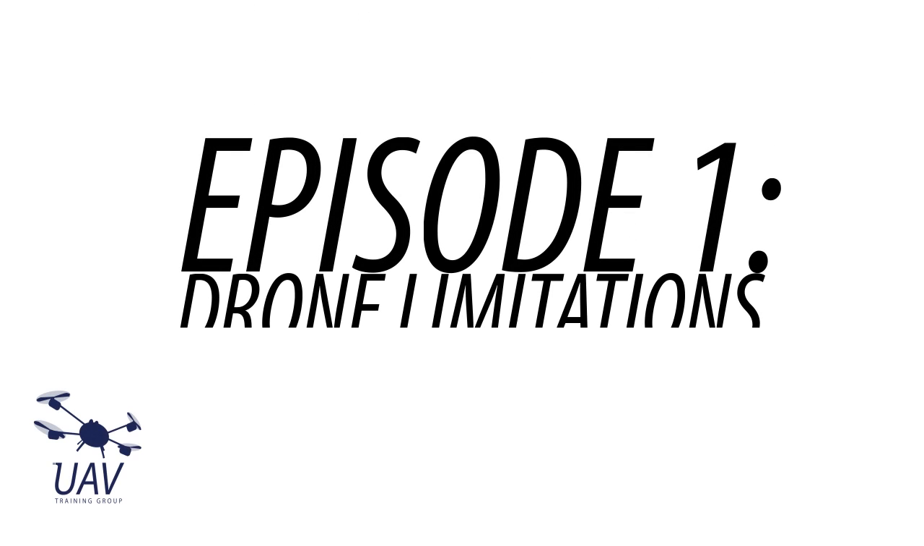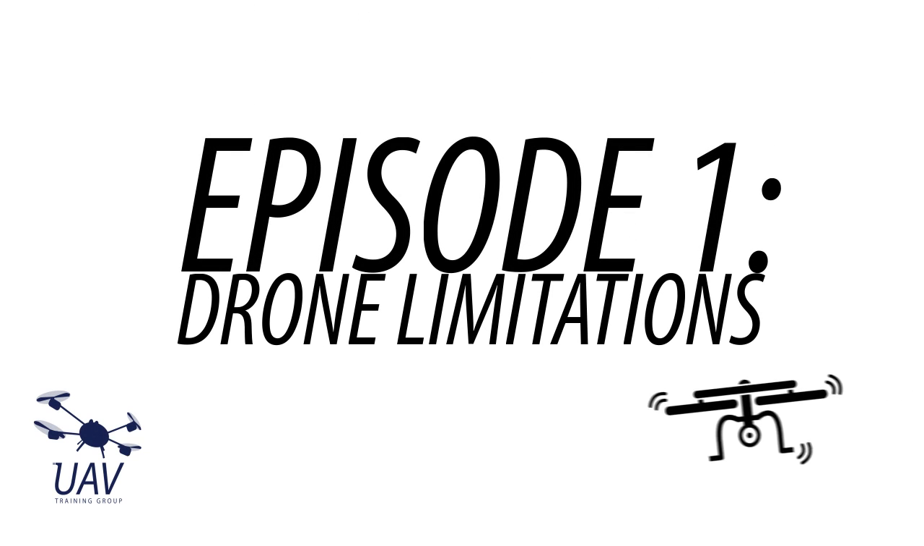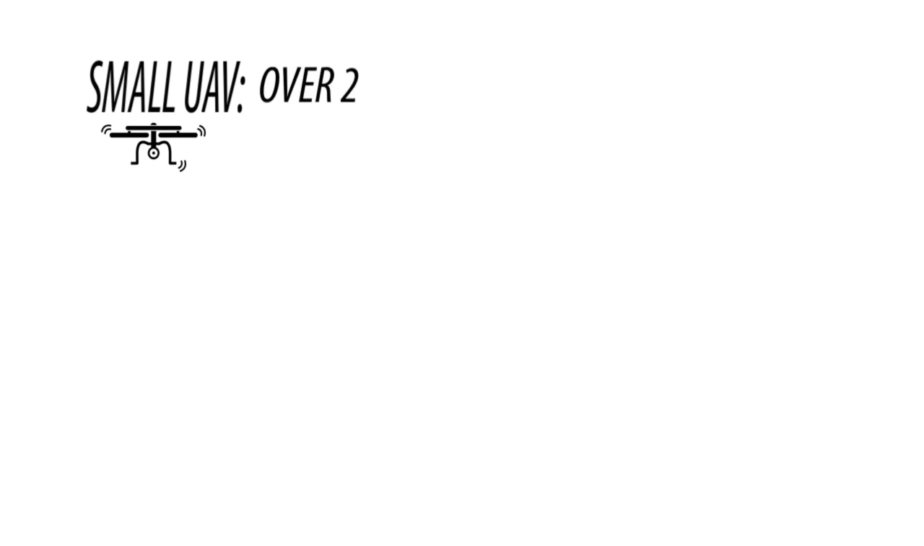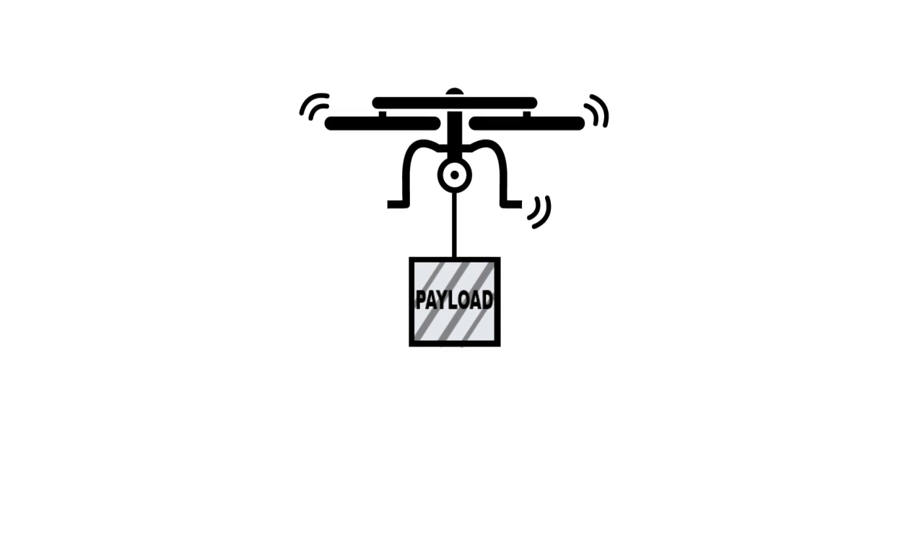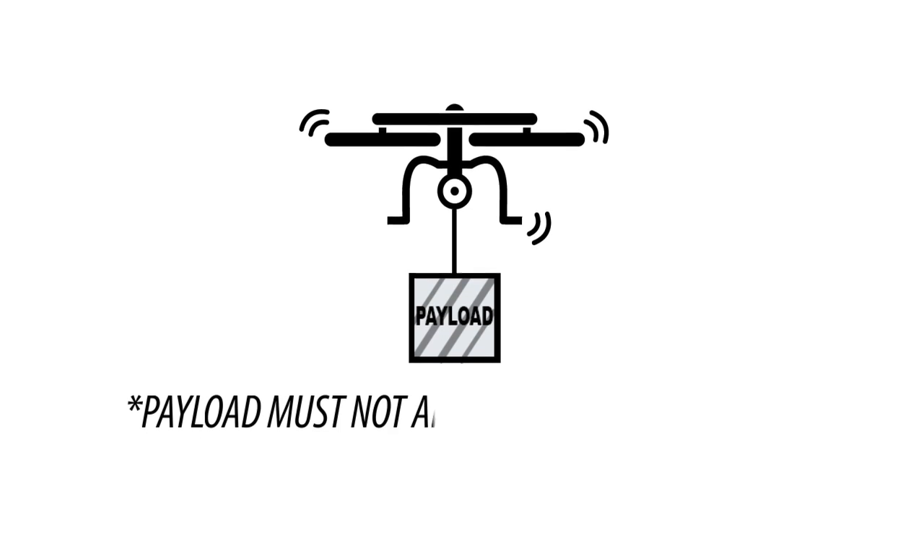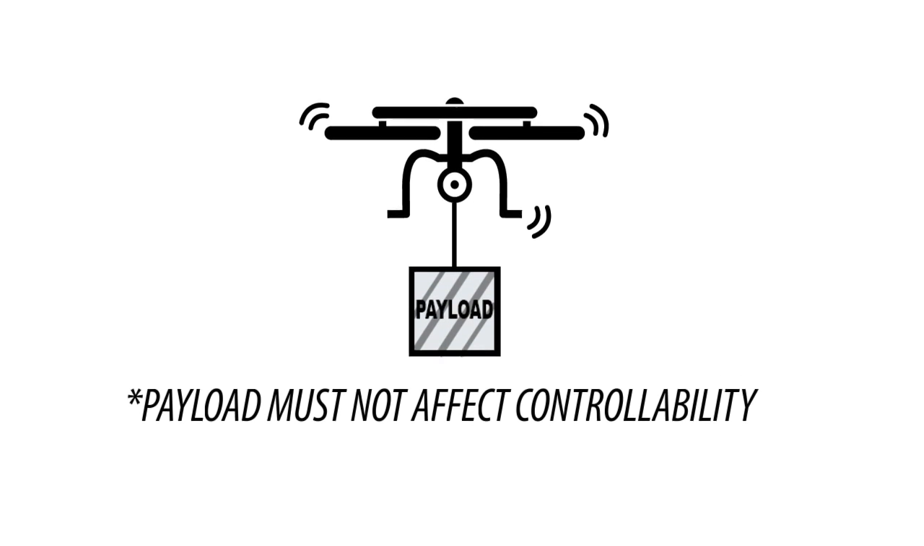Let's talk about the limitations of what you're able to do with your UAV or drone. These regulations specifically pertain to small UAV, which are defined as weighing no more than 55 pounds, including payload and attached systems. These attachments may not have an adverse effect on the controllability of the aircraft.